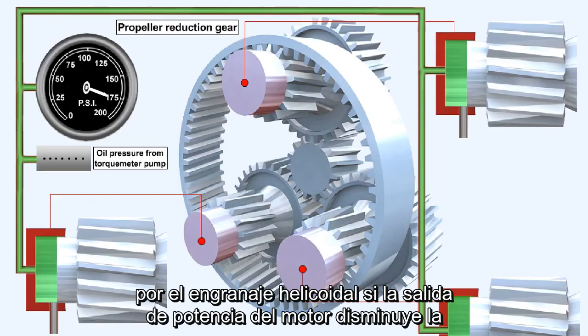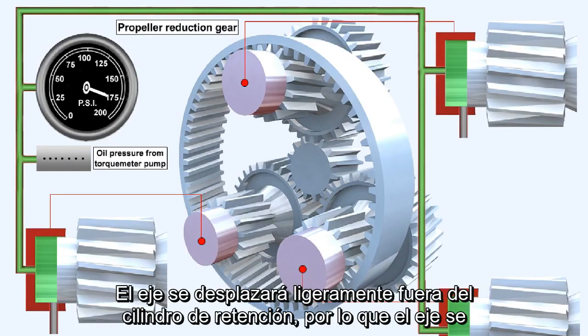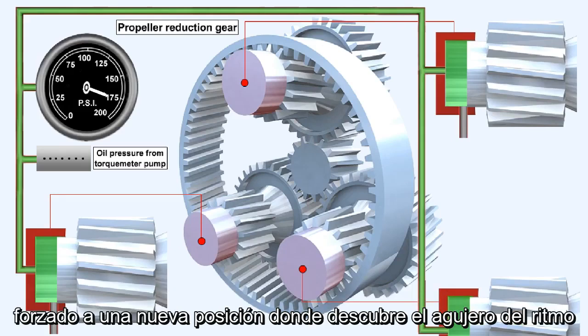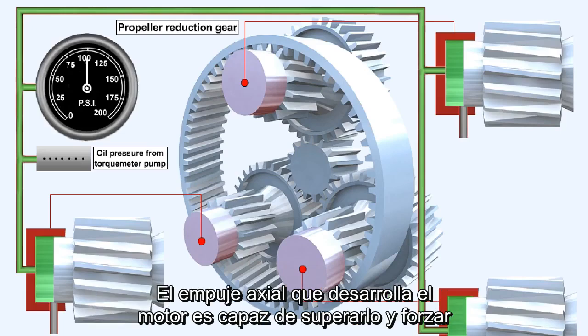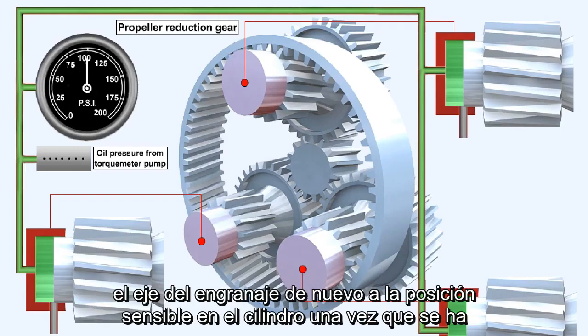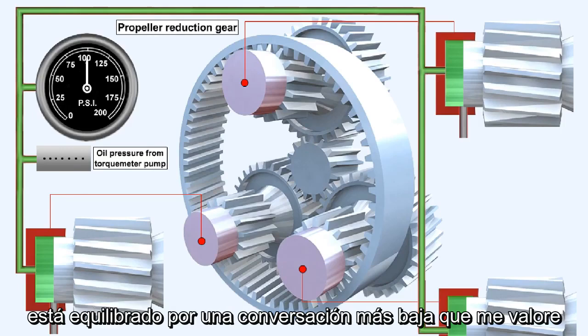If the engine power output decreases, the axial thrust being transmitted by each gear also decreases, which allows its shaft to be displaced slightly out of the retaining cylinder. Thus the shaft is forced into a new position where it uncovers the bleed hole. The torque meter oil pressure now falls to a new lower value, until the lower axial thrust being developed by the engine is able to overcome it and force the gear shaft back into the sensitive position in the cylinder. Once this has happened, axial thrust is again balanced by oil pressure in the cylinder, but now it's balanced by a lower torque meter value.